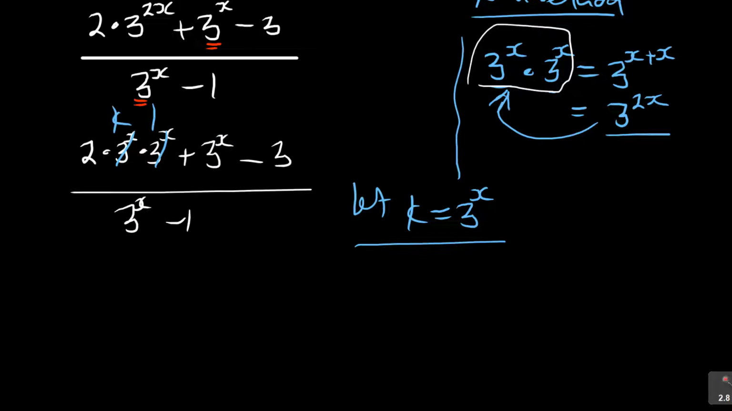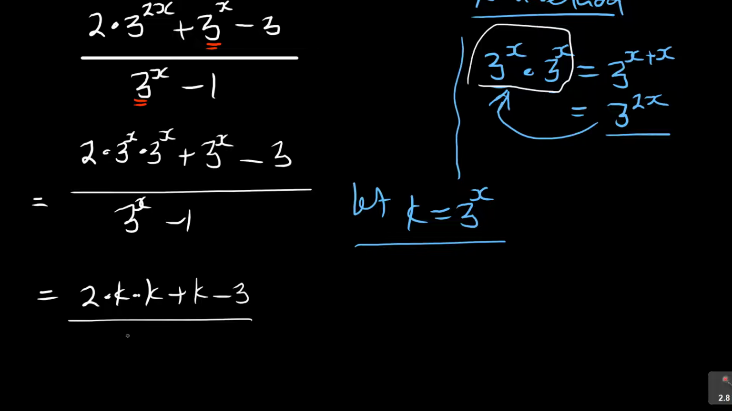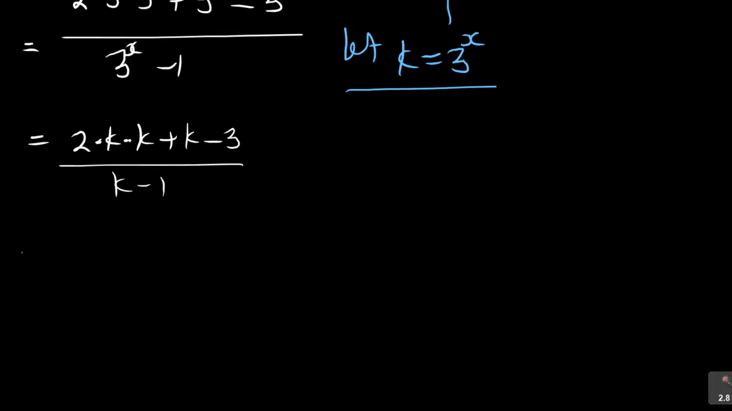Are you with me? So let's do that. I'm just undoing it so that you can understand the next step. It is equal to 2 dot k dot k, and then plus k minus 3 over k minus 1. Do you see that? It's continuing now, which is equal to, now k times k, it's what? 2k squared plus k minus 3 over k minus 1.